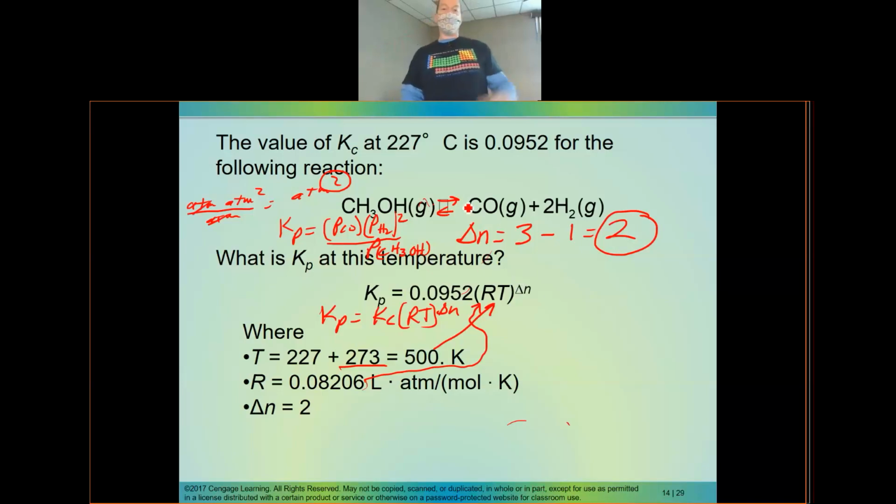All right, and you'll never see them in the book. They never put the units for Kc or Kp. But note the delta N will always be the delta N because you only put gases in your Kp. So then all we have to do is put in the 2 here, push the buttons on the calculator, and we have our Kp.